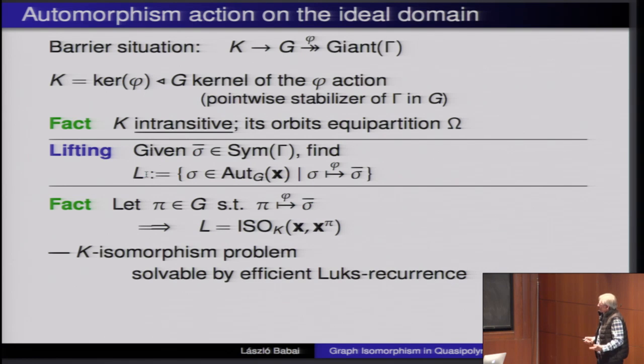So the next thing that we have to study is, we have this symmetric group action on the ideal domain. Let me pick a permutation of that, and let me try to lift it. Well, I can definitely lift it to an element of G, but can I lift it to an element that is an automorphism of my string? That will be a crucial question, and the answer is that this is a k-isomorphism problem. So for any particular permutation of the ideal domain, I will be able to determine its lifting to automorphisms of the string by efficient Luks recursion, because it brings my group down to the kernel of this giant homomorphism.